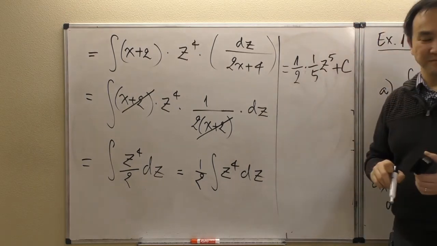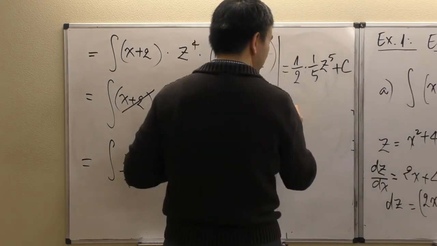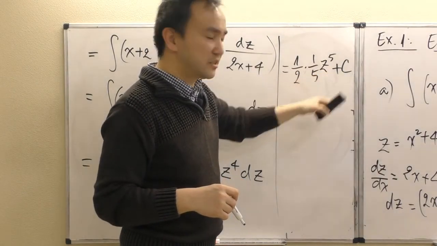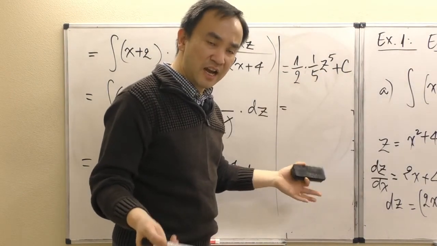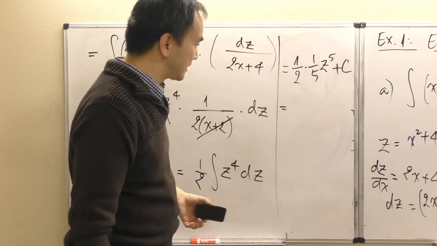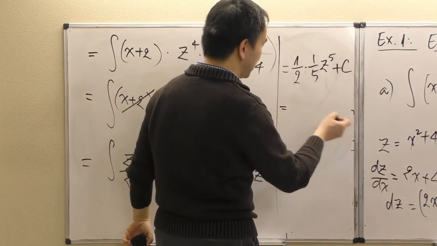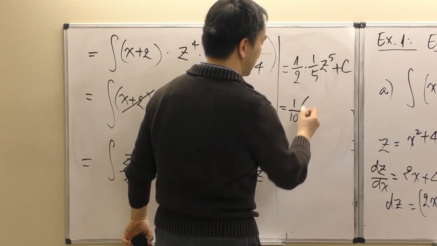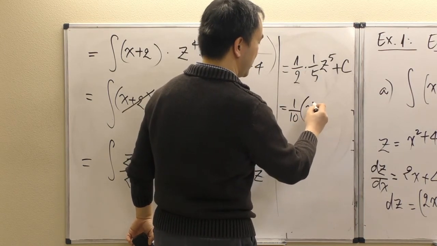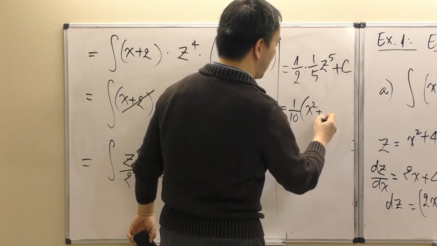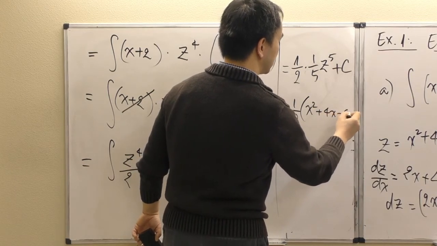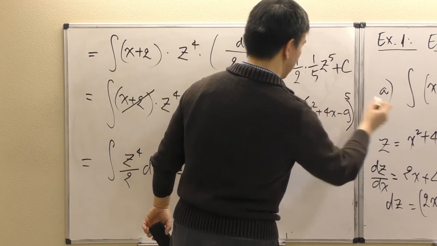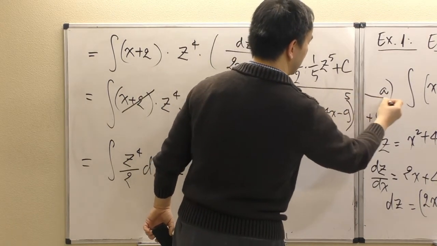All right. But then we shouldn't stop at the final answer being in terms of z, because our question in the beginning was in terms of x, and so that now means this is going to be a 1/10, okay, times all that x squared, allow me to write a little bit smaller here, plus 4x minus 9, all that there to the 5th power, plus c. That is now our final answer.